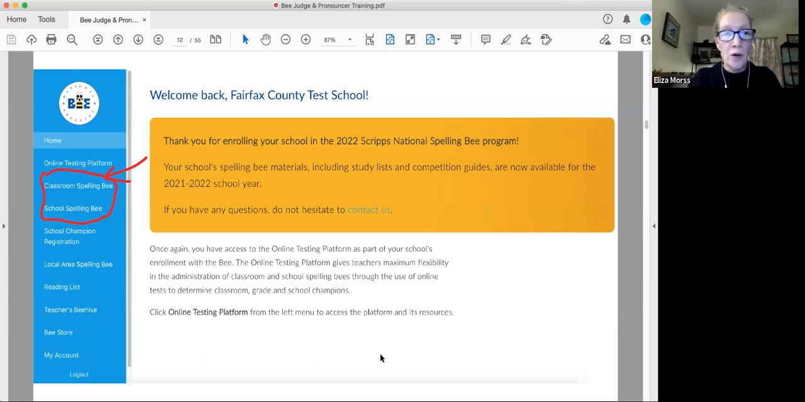When you put in your login, your username and your password, you can find these things. As you see, I've circled with my clumsy red pointer where we're going to go: Classroom Spelling Bee, School Spelling Bee. Above the Classroom Spelling Bee, there's that online testing platform. If you choose to explore the online testing platform, obviously that's where you can find it. Let's start with Classroom Spelling Bee first.